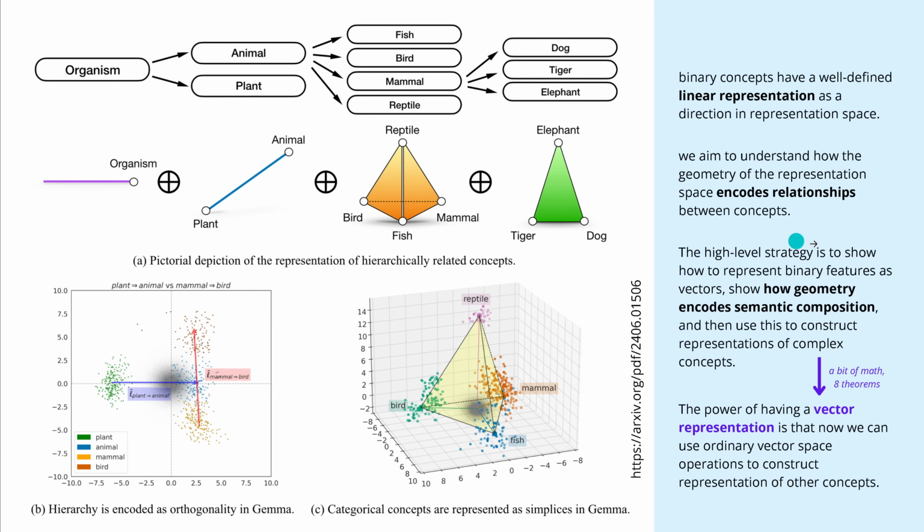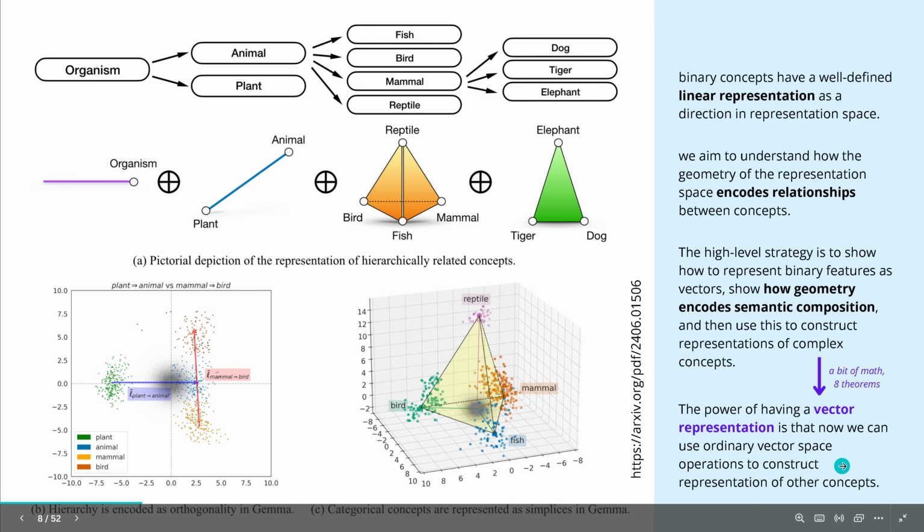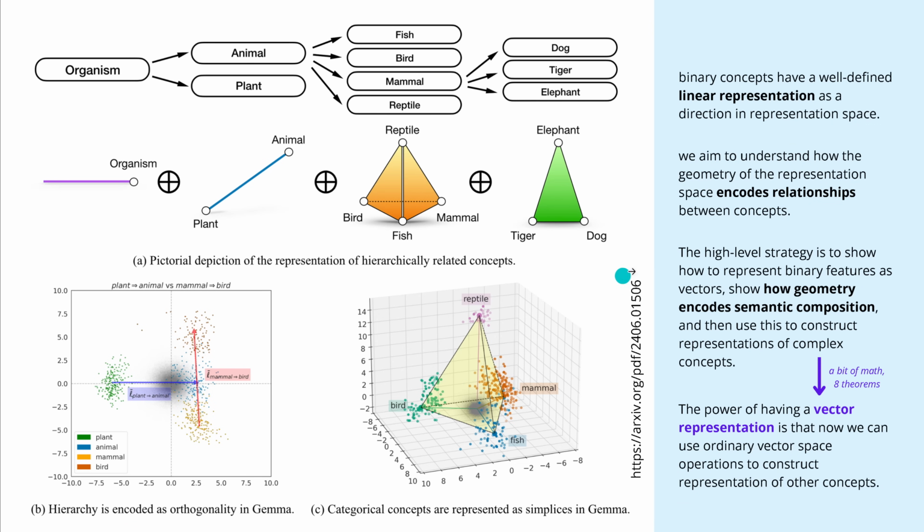However, the high-level strategy is to show how to represent binary features, plant, animal, as vectors, to show how geometry encodes semantic composition. And then use this to construct a representation of much more complex concepts, like, for example, fish, bird, mammal, reptile, and so on. So you see, there is in this publication just a little bit of mathematics, a little bit of 8 mathematical theorems, and a few more mathematical pages. But they were able to construct the transition. So we now have the power of a vector representation of these concepts. And this is beautiful, so that now we can use an ordinary, well, not such an ordinary vector space operation, to construct representations of other concepts. So you see, this is beautiful.